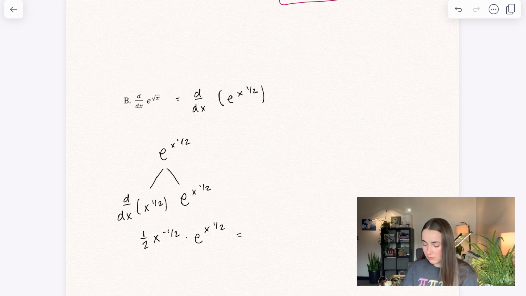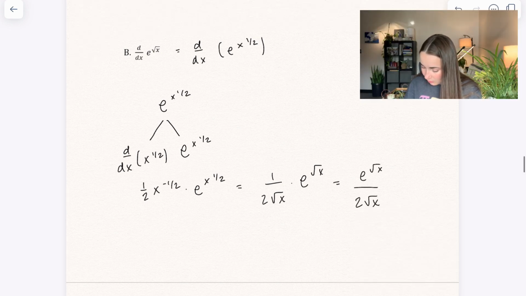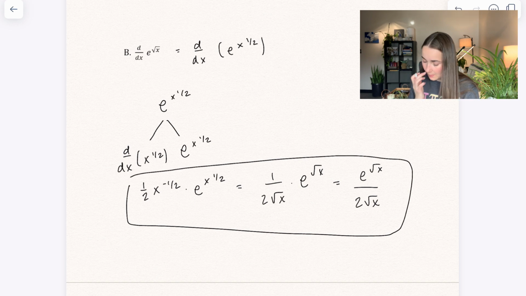And if you wanted to rewrite that with all the radicals, we get 1 over 2 times the square root of x times e to the square root of x. Or again, you could rewrite it like this. And any of those solutions along this line would be okay for us.